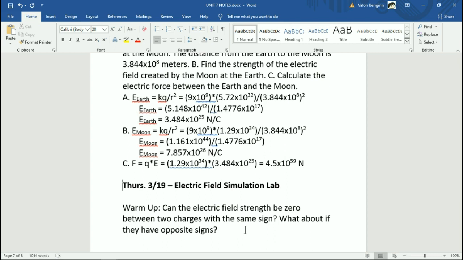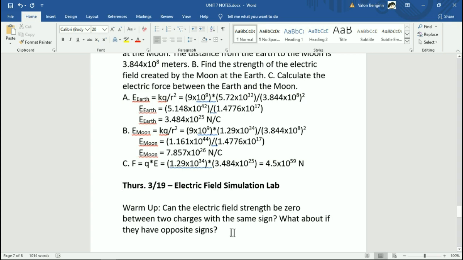Can it be zero if they're both positive or both negative, and you're somewhere between them? And then yes or no, can it be zero between if you have one positive, one negative? So pause this and think about this. You could maybe look up the images of the electric field lines and think about it for a little bit.